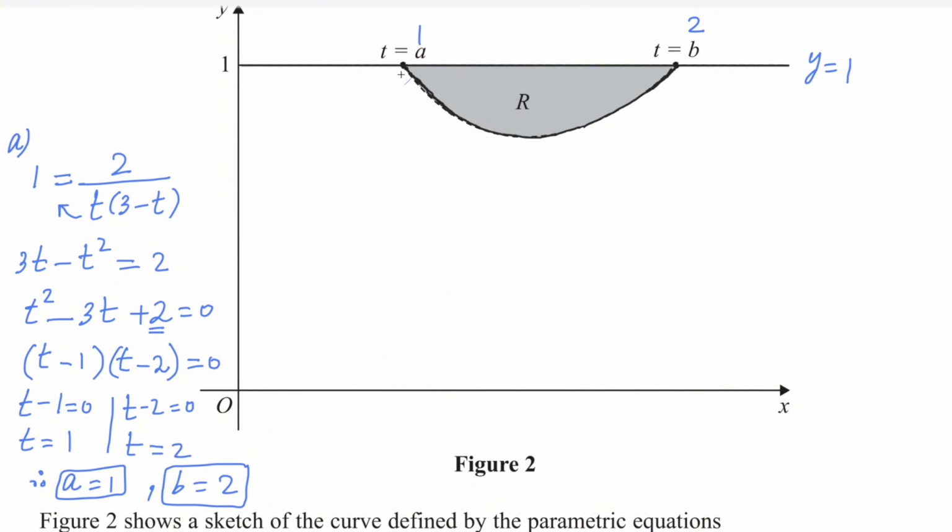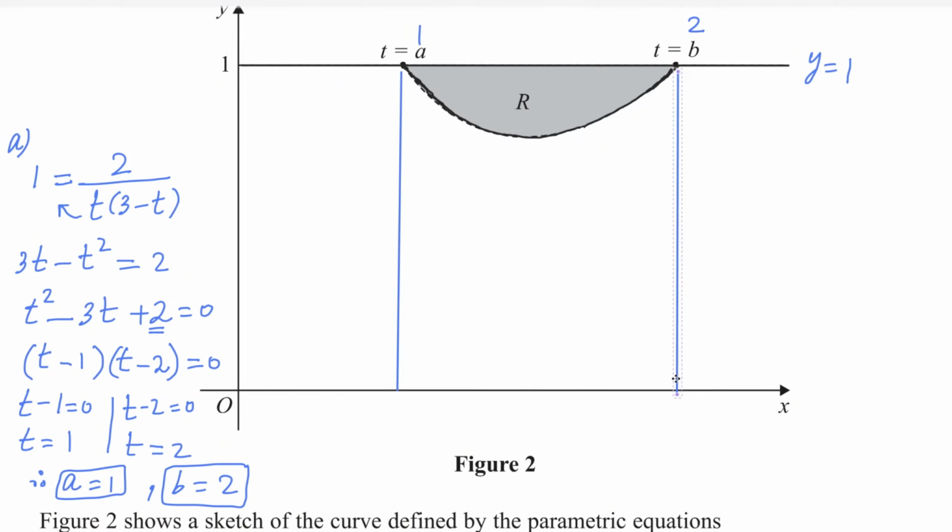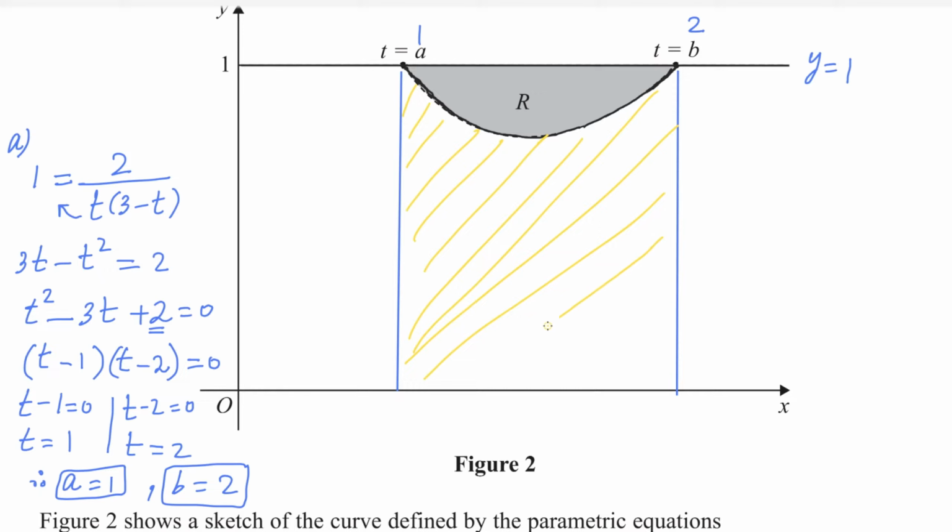Look at this figure. The area below this line, the line that has equation y equals 1, you can find that area. And if you subtract the area below the curve, the area below this curve, this one, the shaded area below the line minus the area below the curve will give you the area of the shaded region. Got it? So this will be the formula in this question to find the area of the shaded region R.